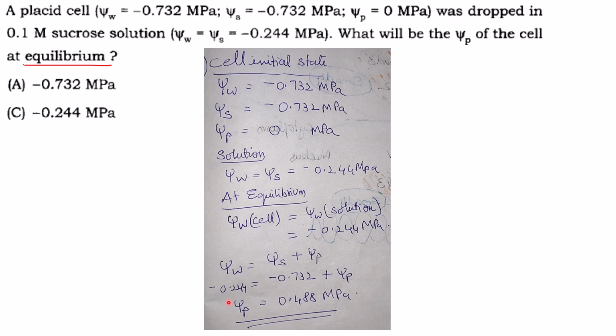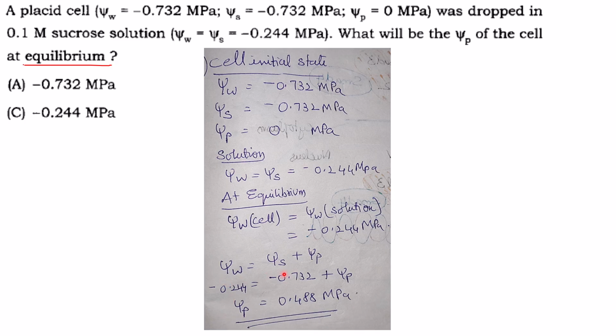Now substitute the values. So water potential will be minus 0.244. Solute potential will be this, that is minus 0.732. You have to find the pressure potential. In flaccid cell there is no pressure, it is 0. Whereas in cell at equilibrium, after it is put in a solution with higher water potential, then turgor pressure will be there, pressure potential will be there, and you can calculate using the formula.